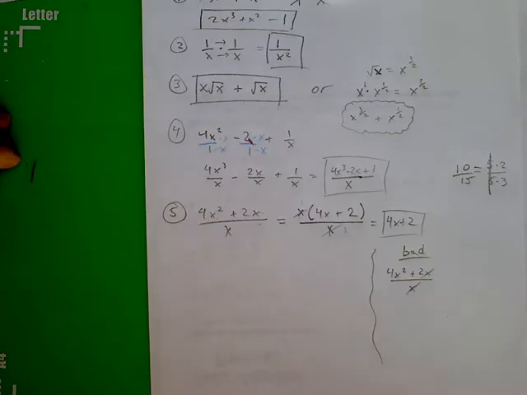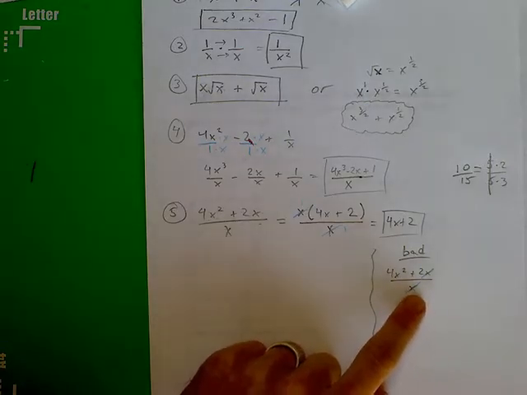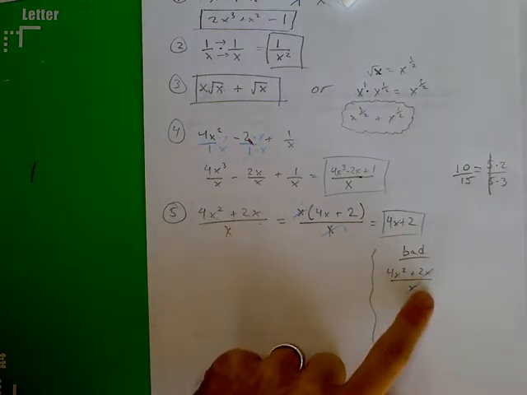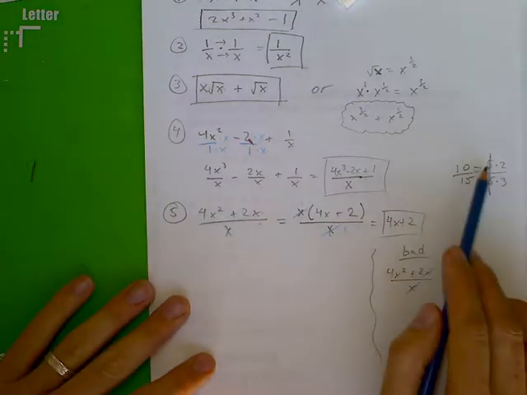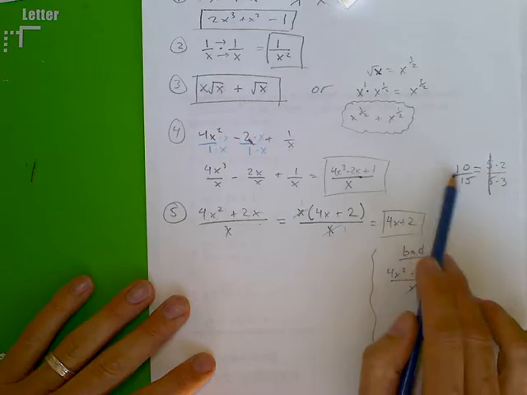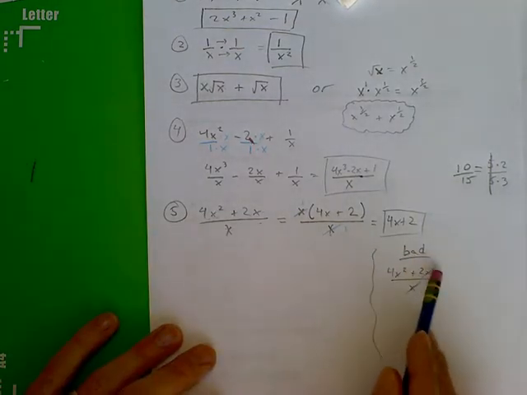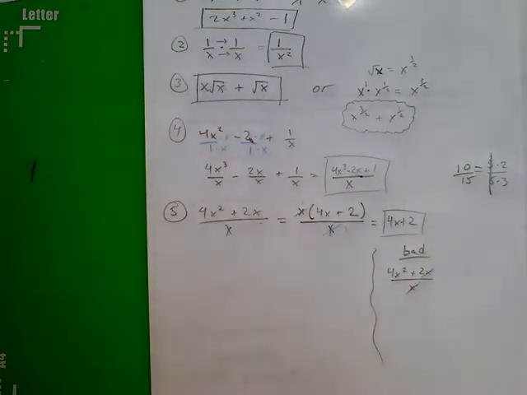Did anybody do that? Somebody will. Somebody will do it on a quiz or test. Don't let it be you. So, what's the problem here? Well, the problem is in a fraction you cancel out factors, right? You don't cancel out terms. It's not a factor of the top, so it doesn't cancel.